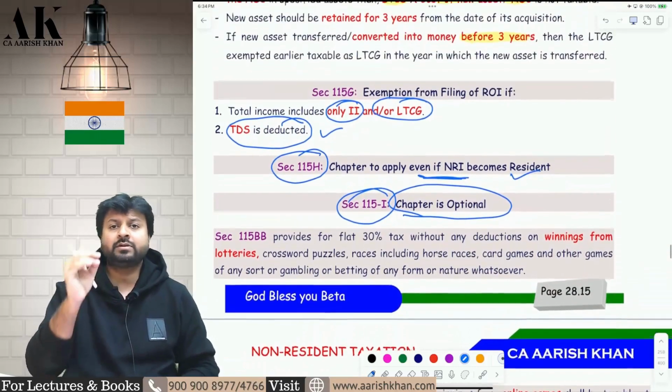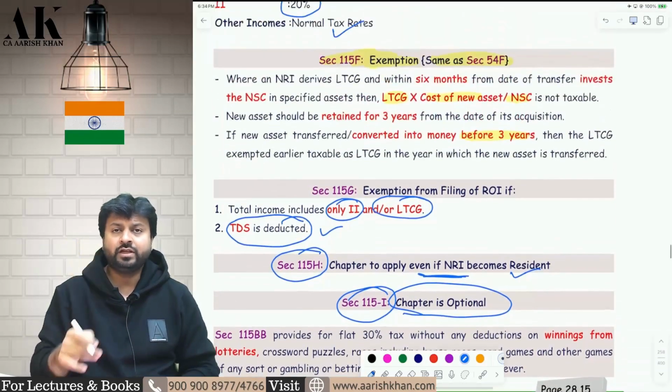This is one of the most important chapters of the entire syllabus. So please pay attention very carefully to this chapter 12A.